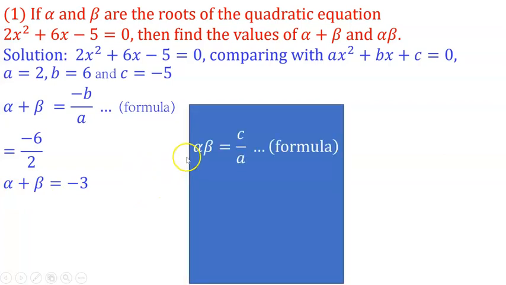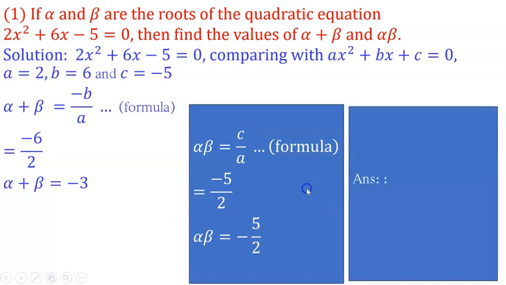Next, what about alpha into beta? C upon a. The value of c is minus 5, a is 2. Therefore alpha into beta is minus 5 by 2. And in this way, the answer, that is alpha plus beta, is minus 3, and alpha into beta is minus 5 by 2. Okay, now next.